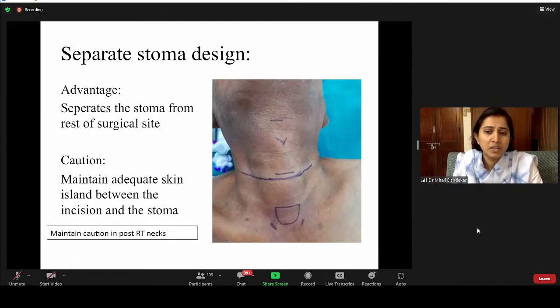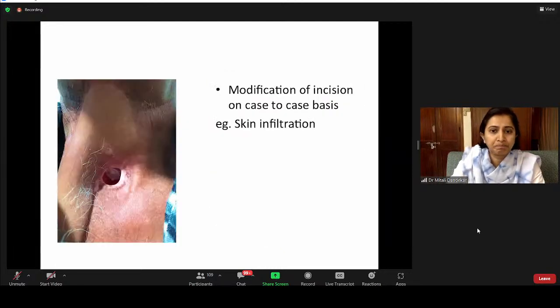However, one needs to maintain an adequate skin island between the incision and the stoma, particularly in patients who are previously radiated. In fact, one would go further to avoid such incisions or such stomal designs for patients who have undergone radiation in the past. Also, there are certain modifications one needs to make on a case-by-case basis, like skin infiltration.